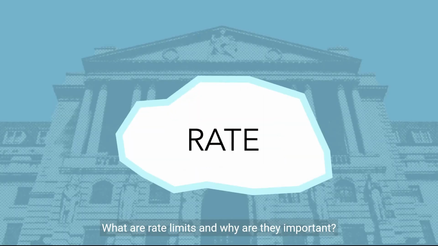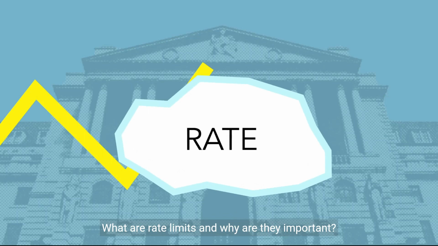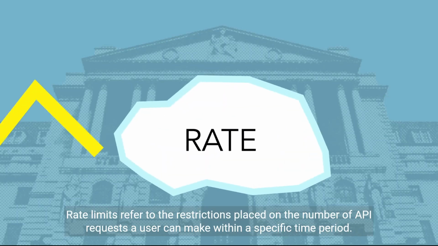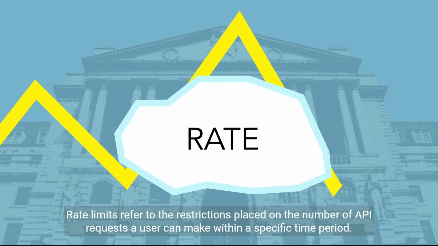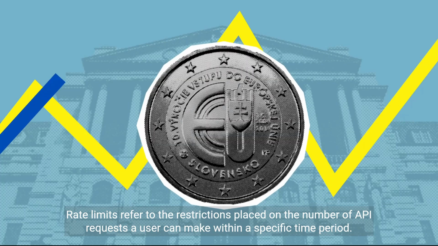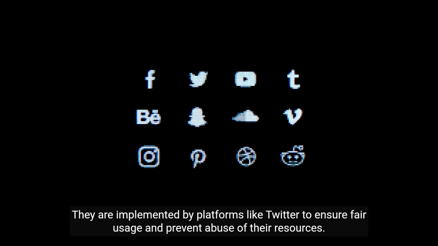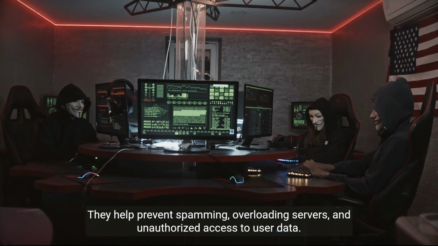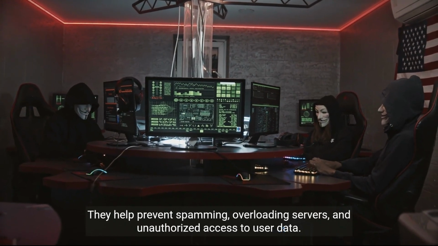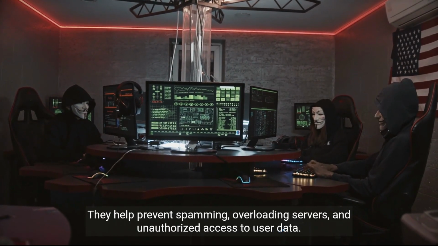Section 1. What are rate limits and why are they important? Rate limits refer to the restrictions placed on the number of API requests a user can make within a specific time period. They are implemented by platforms like Twitter to ensure fair usage and prevent abuse of their resources. Rate limits are crucial for maintaining the stability, performance, and security of the platform. They help prevent spamming, overloading servers, and unauthorized access to user data.